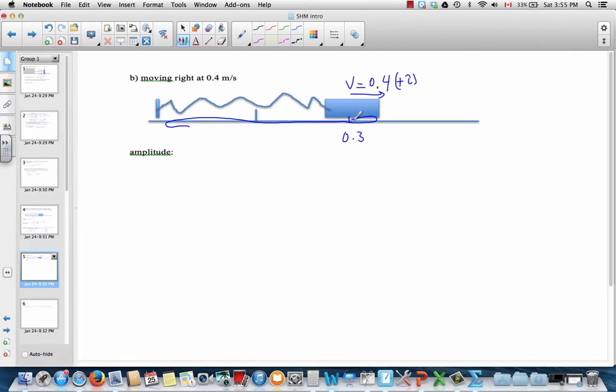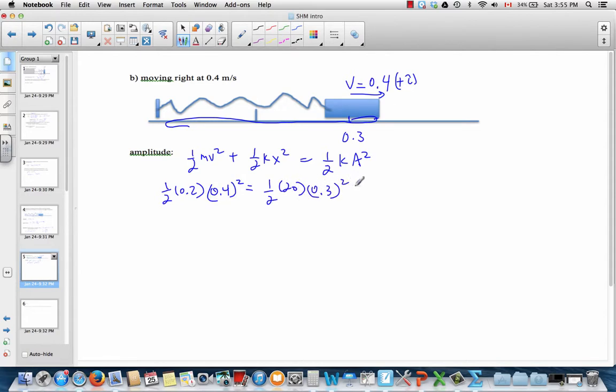We can use energy conservation, right? We could say that initially it's moving and there's some elastic energy in the spring. When it moves over here and comes to rest, there won't be any more kinetic energy. It'll just be elastic energy. And at that point, the spring will be stretched by an amount A, which is the amplitude. So we could substitute in then the values, the mass of 0.2 kilograms, the speed here of 0.4 meters per second, the k value of 20, the initial distance from equilibrium of 0.3, and then we could solve for the amplitude of motion.